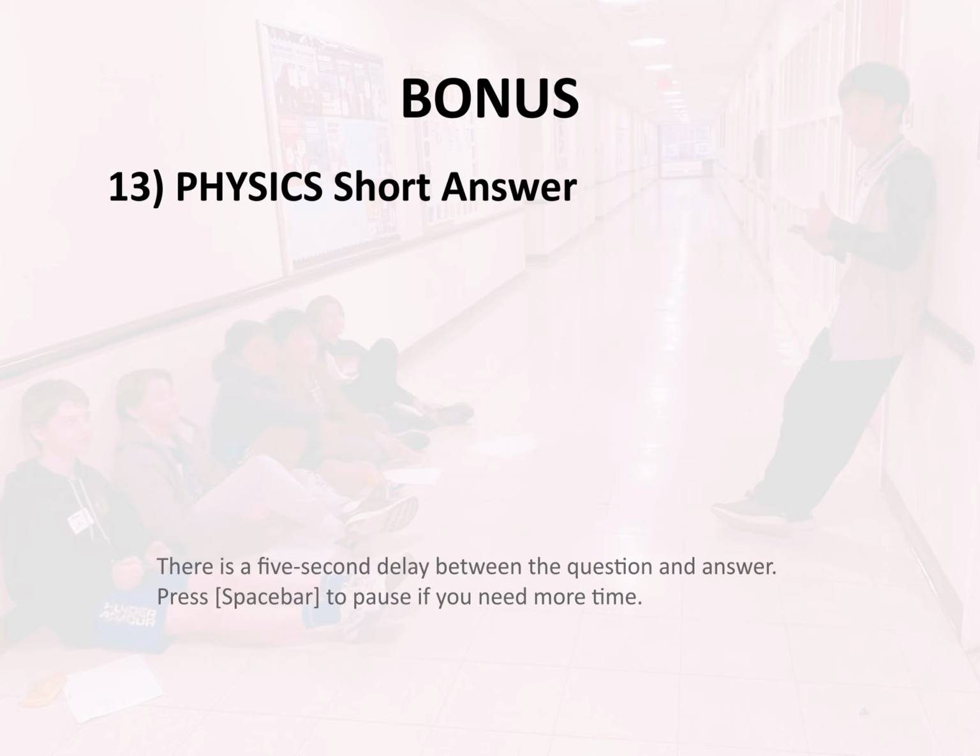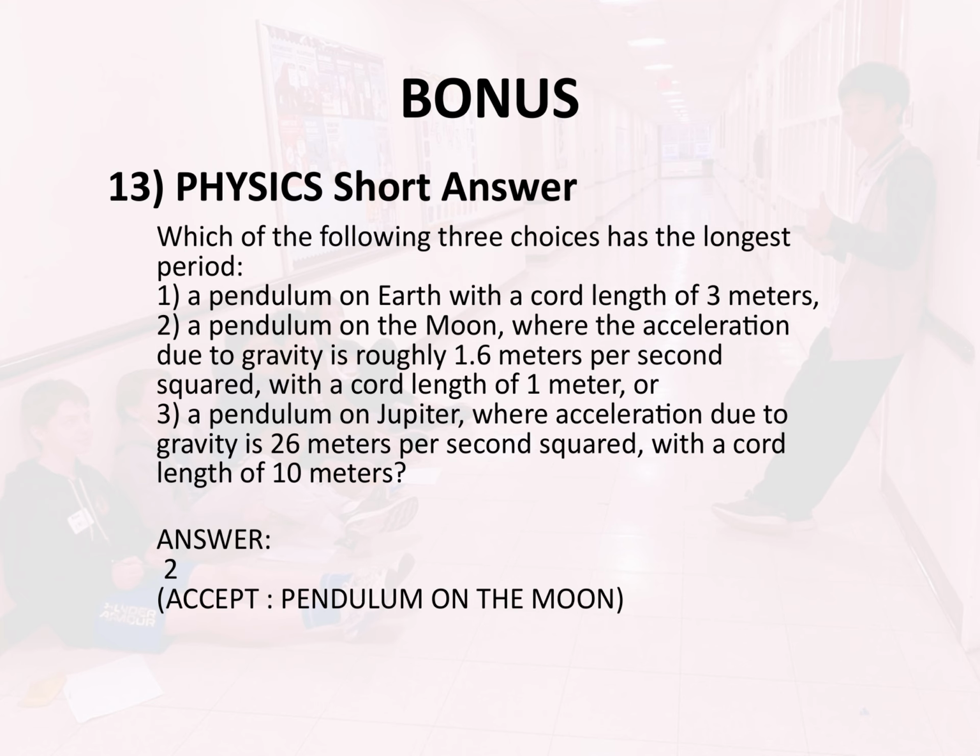Bonus 13. Physics. Short answer. Which of the following three choices has the longest period? 1. A pendulum on Earth with a chord length of 3 meters. 2. A pendulum on the Moon, where the acceleration due to gravity is roughly 1.6 meters per second squared, with a chord length of 1 meter. Or 3. A pendulum on Jupiter, where acceleration due to gravity is 26 meters per second squared, with a chord length of 10 meters? Answer: 2.